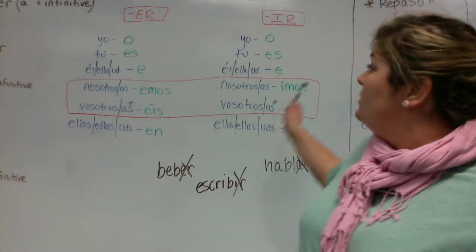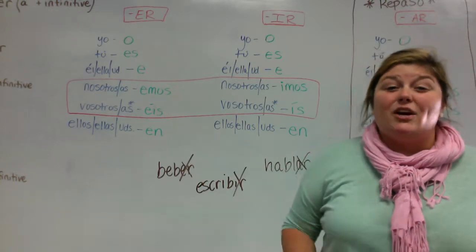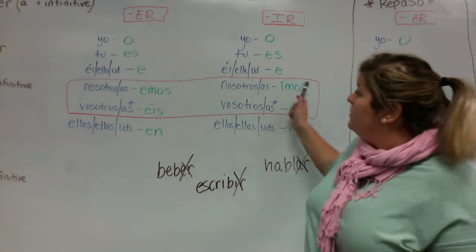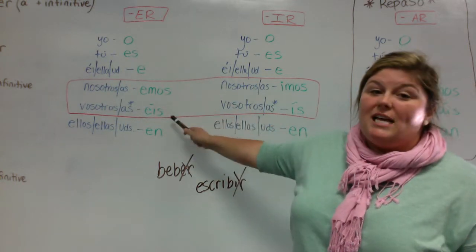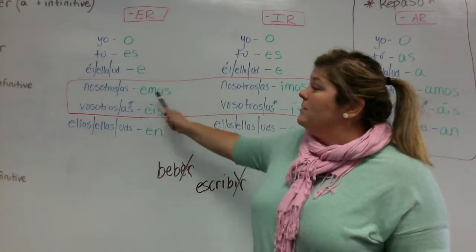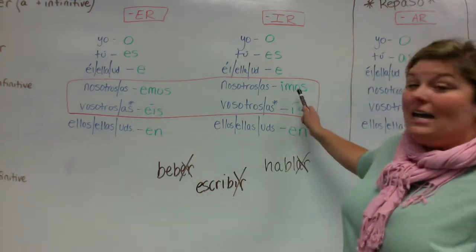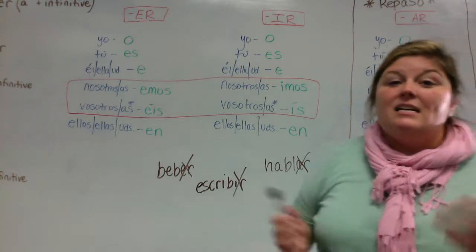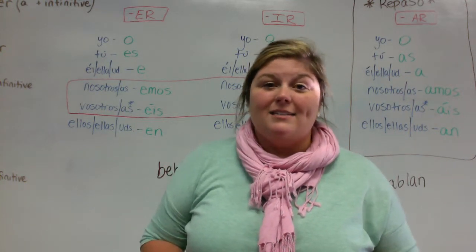Now, when you take a look and compare the ER and IR endings, you're going to see that they are extremely similar. The only difference here is going to be what I have in this red box for you. The nosotros and the vosotros forms are going to be different. The ER verbs are going to end in EMOS and ÉIS, and the IR verbs are going to end in IMOS and ÍS. So that's the difference between the ER and IR endings.